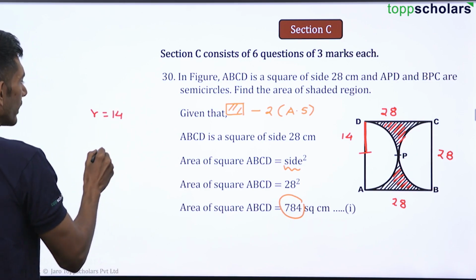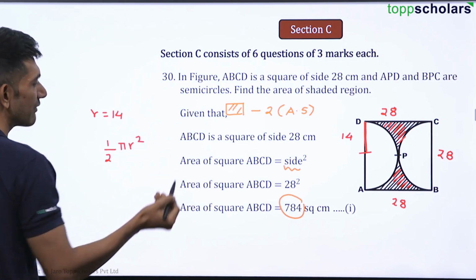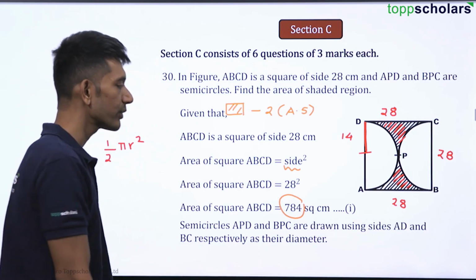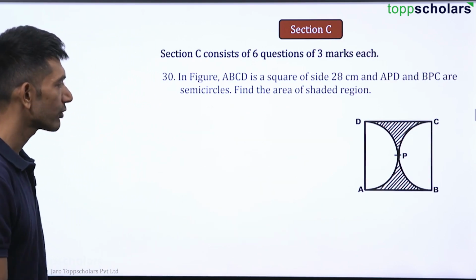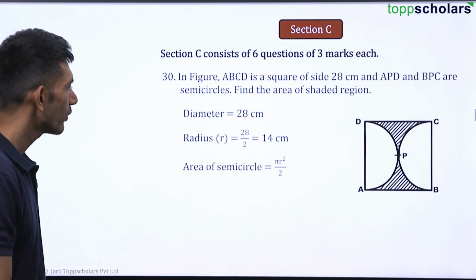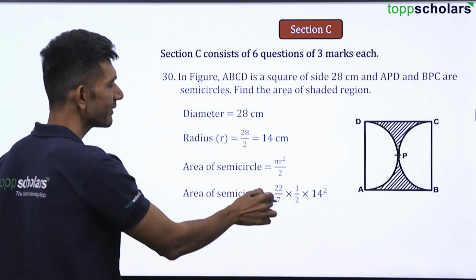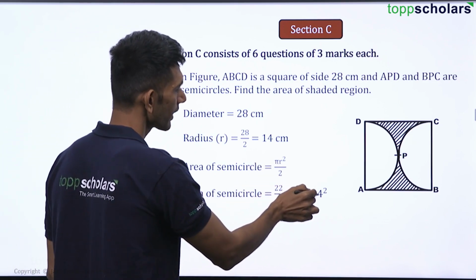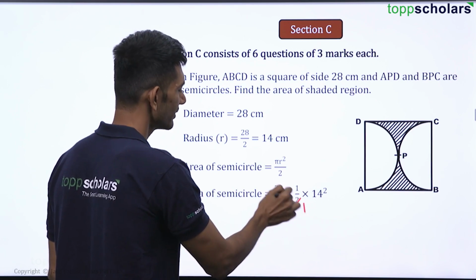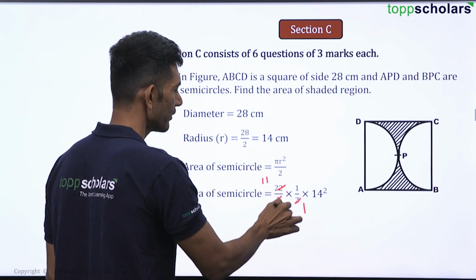What is the formula to find out area of a semicircle? Half of pi r square, that is half of circle. So see, semicircles APD and BPC are drawn using the sides, they are the diameter. So the radius is 14. Clear? Area will be what? Pi r square divided by 2. That is 22 by 7 into r square is 14 square and 1 by 2. So you can solve this, 2 1s are, 2 11s are, and then 14 square, so 7 1s are.